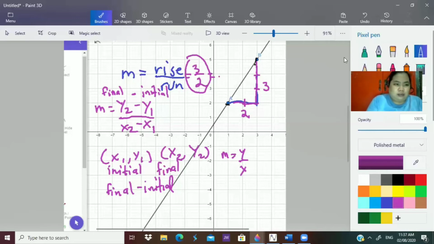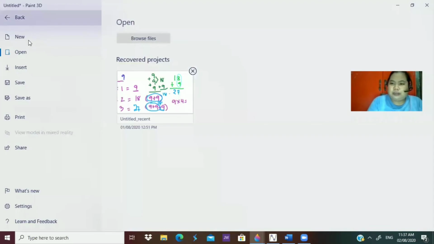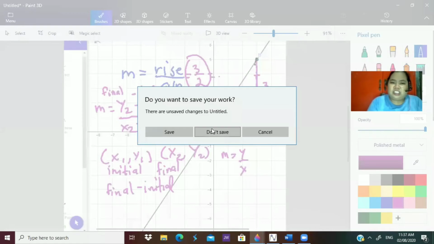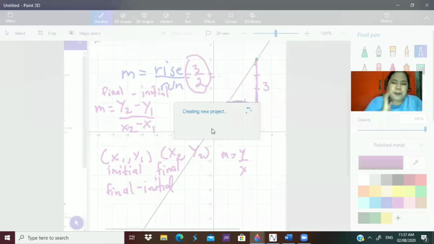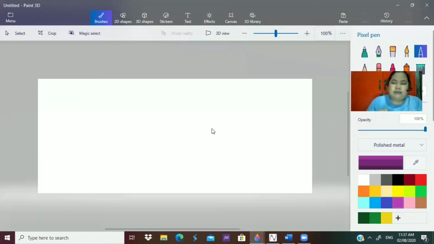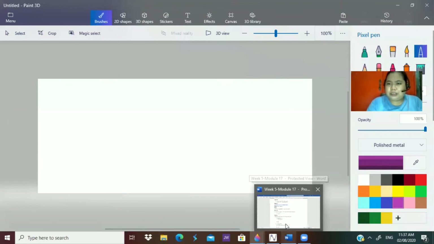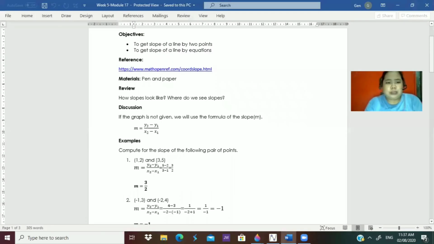Anyway, pwede na siguro akong mag-proceed sa second example. Basta tatandaan, final minus initial. So parehas naman sila ng answer, parehas na yung answer kahit mag-points ka, kahit mag-computations ka. Okay, let's have second example. Then later we're going to answer the questions.